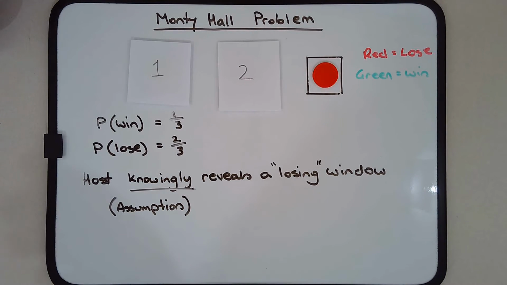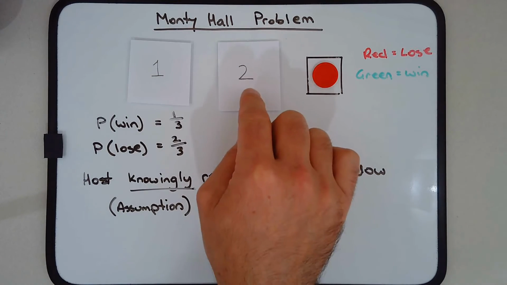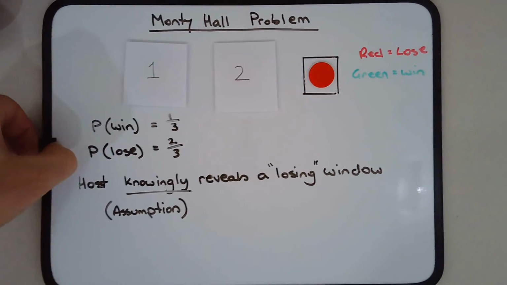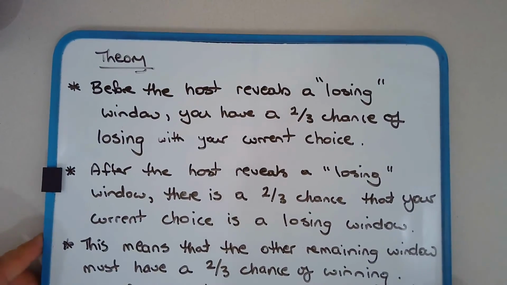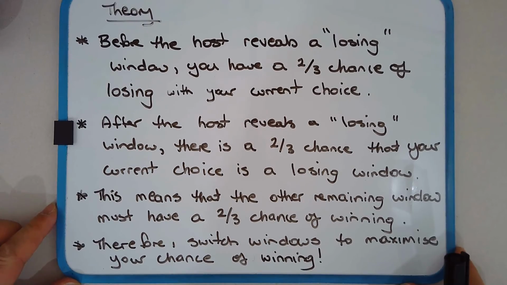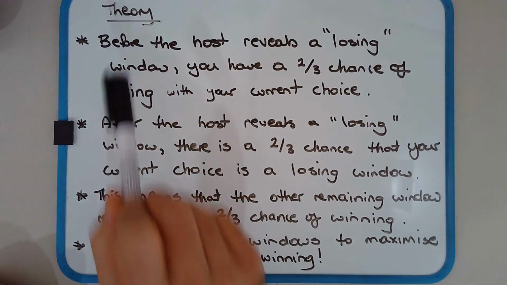Most theories, in fact all theories that I've seen so far, will say you should switch. So for example, I should switch from window number 1 to window number 2, and that will maximize my chance of winning. So why is that? What I've done here is written the theory to make it a bit easier to explain. Why is it that switching increases your chance of winning? Now I'll go through these points briefly.